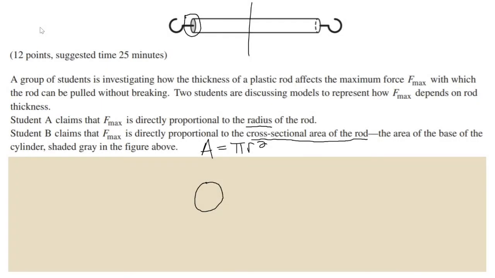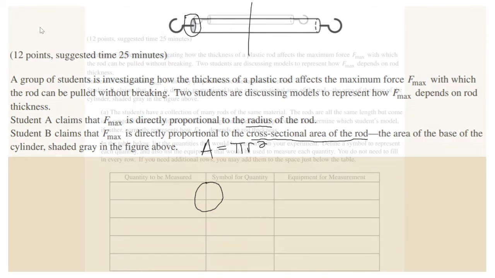Hopefully, you recognize that. I know we talked about cross-sectional areas of wires in honors physics. That recognition here at the beginning of this question is extremely important. And so hopefully, when you were going through this problem yesterday, you recognized that. So that's the intro. Student A says that F max is directly proportional to the radius. Student B claims that F max is directly proportional to the cross-sectional area, or in other words, the radius squared.